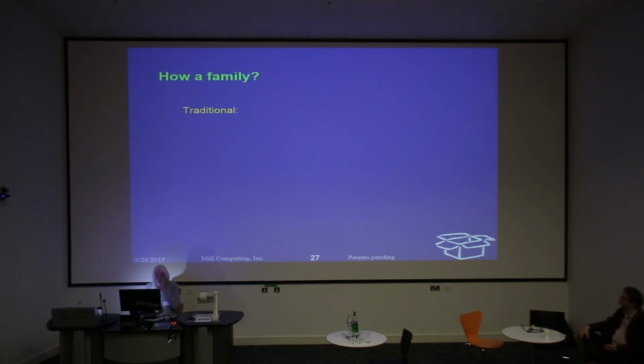Now, how do you do a family? Traditionally, you use microcode. That's what the 360 did. And the 360 is thriving today. They don't call it the 360 anymore, but it is still there, and that architecture is still in use. The reason they were able to do it is because they hid the real machine down behind a microcode level.